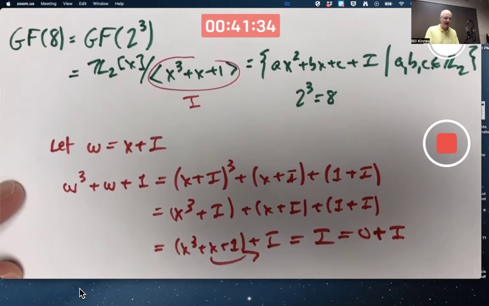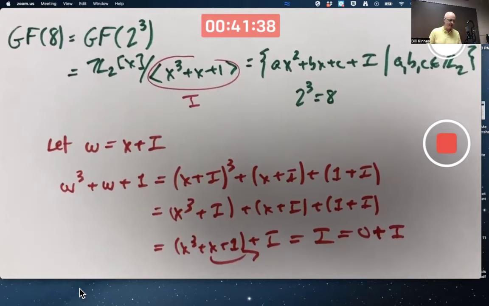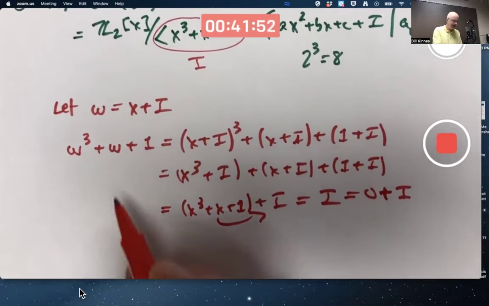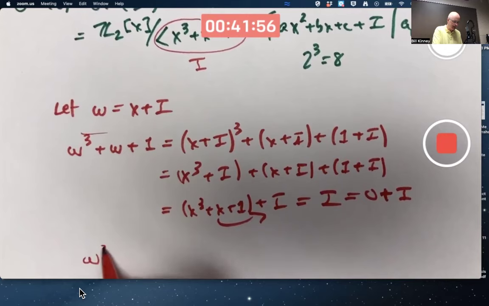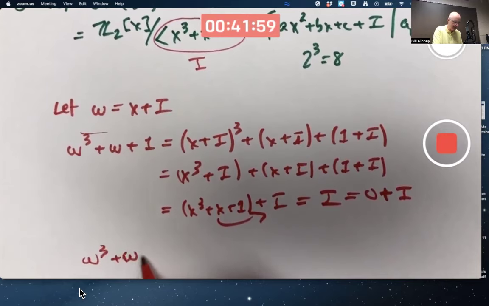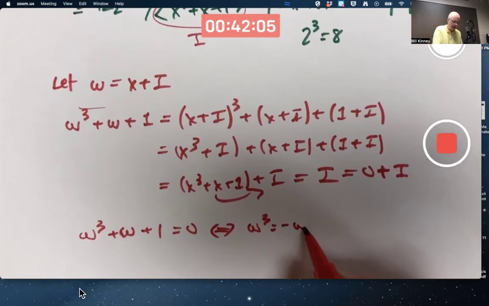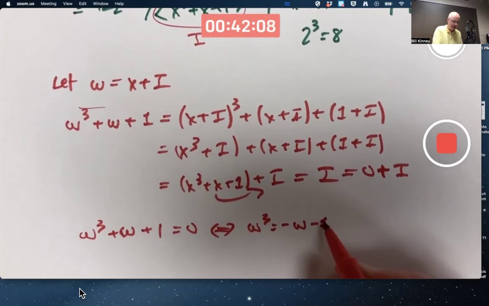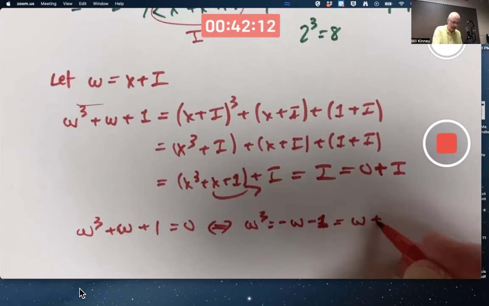We've talked about this before. That confirms this is a root of that irreducible polynomial in an extension field of Z2. That was Kronecker's theorem. So that's the key equation. Oh, that's confirming omega is a root of that polynomial. I can write omega cubed plus omega plus 1 equals 0, which is equivalent to omega cubed equals negative omega minus 1. But if we mod coefficients by 2, that's the same as omega plus 1.